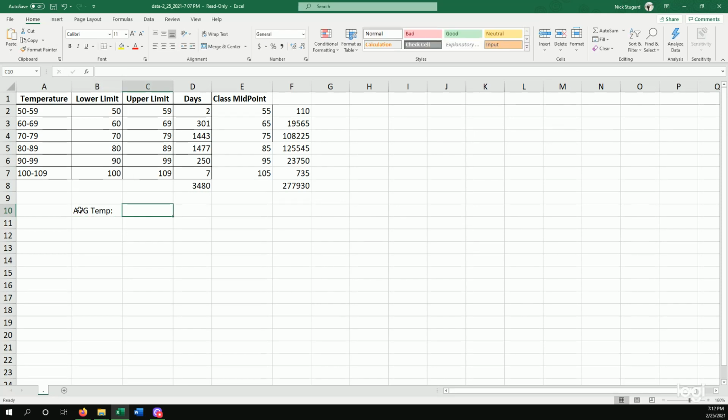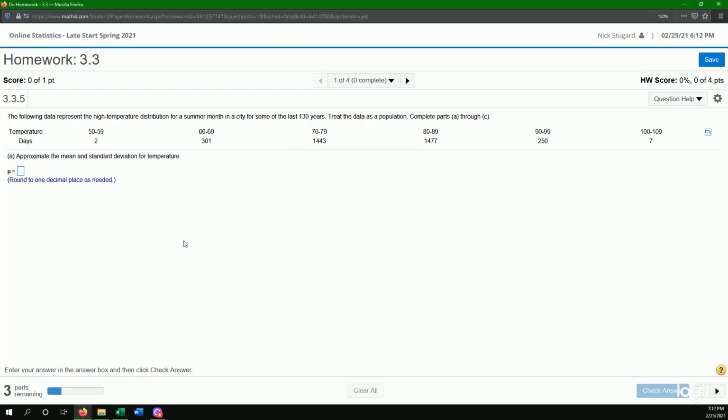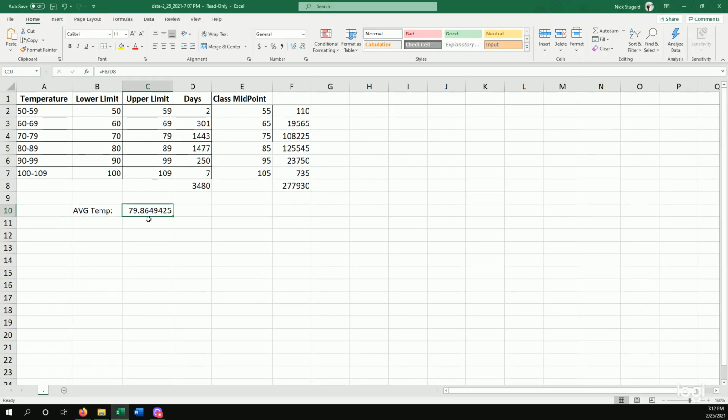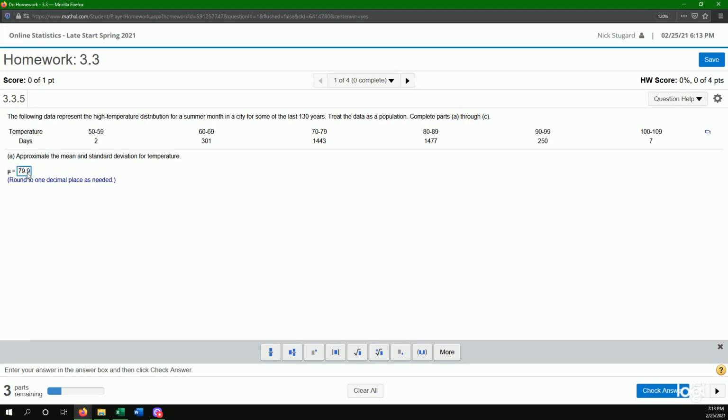And, you know, it's an average, so we divide. So again, get Excel to do the math for us. So equals, because we want to do an equation, the total temperatures divided by the number of days, enter, and I get 79.8649 and so on. So there's my average temperature. And let's see, round to 1 decimal place. So if I round to 1 decimal place, my first decimal place is an 8, but the one next to it is a 6, so I have to round up. So 79.9.